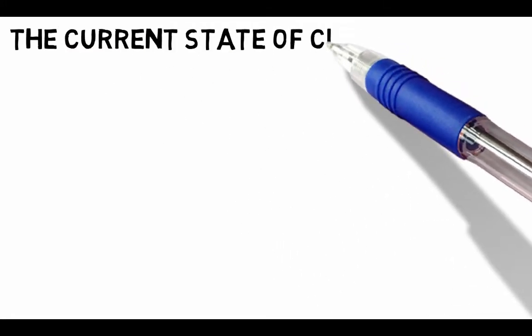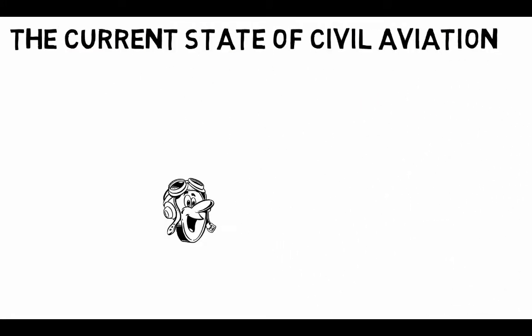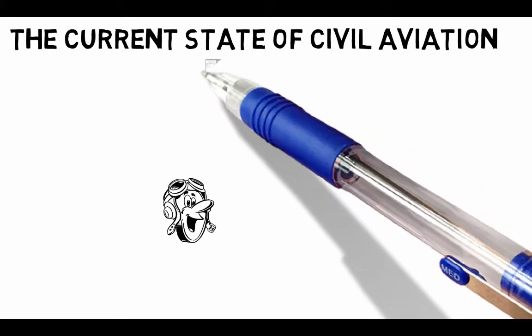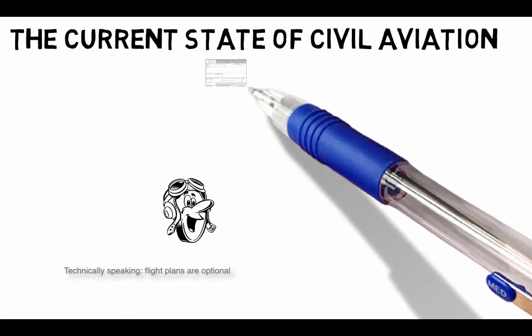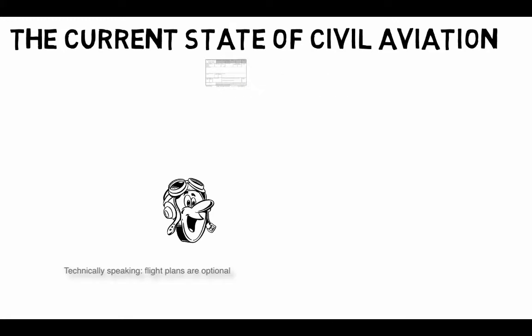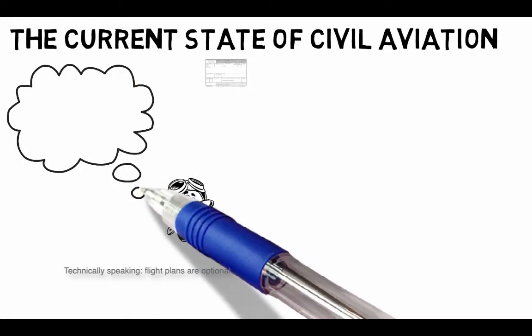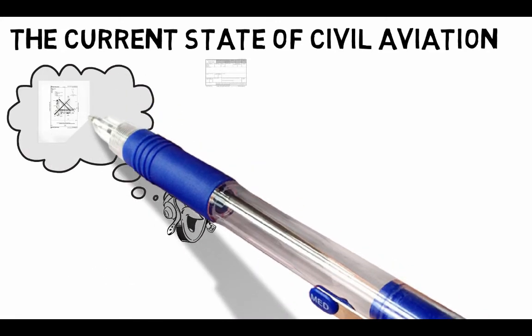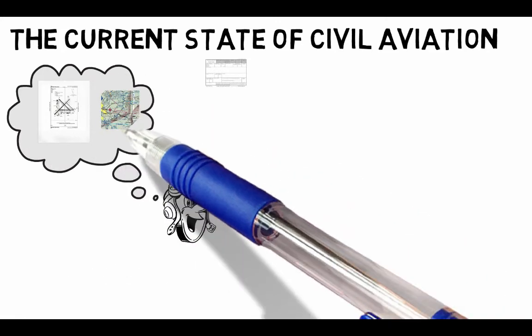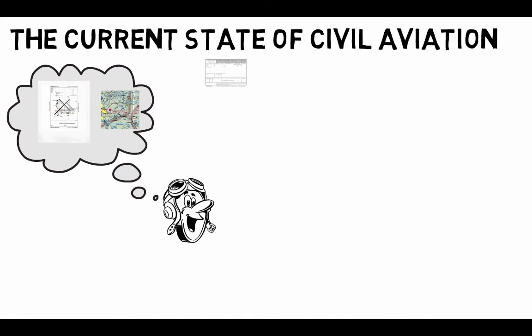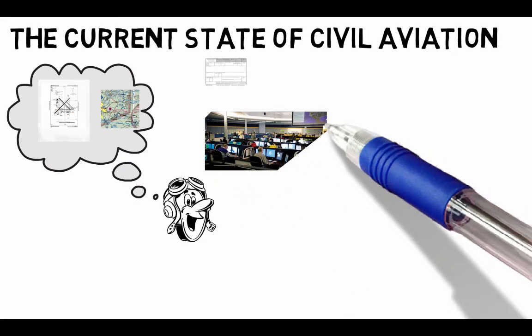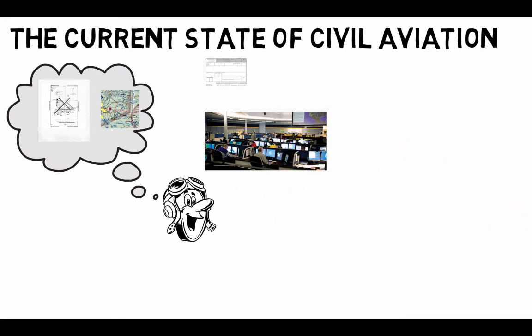The current state of civil aviation. This is Joe. He's a pilot. Joe needs to plan for an upcoming flight. Accordingly, he needs to file a flight plan. In order to do that, he needs to consider, among other things, where he is going and the route he will be taking. Finally, this information must be submitted to flight services. More on flight services' role later.